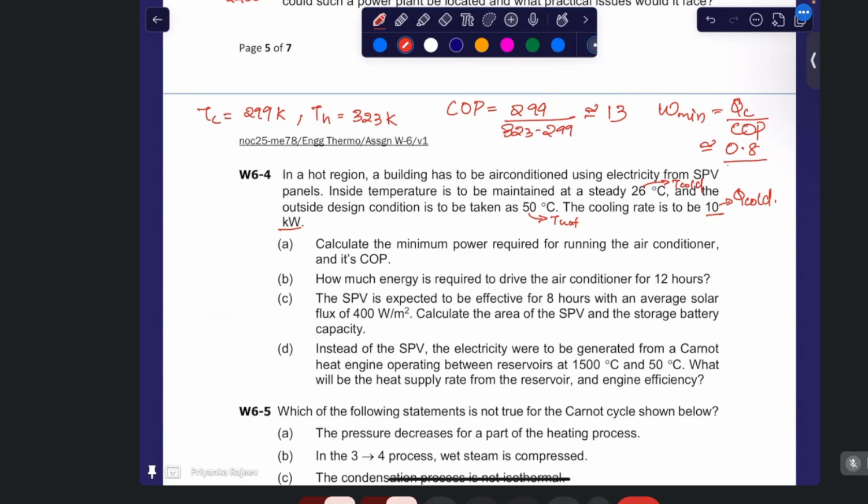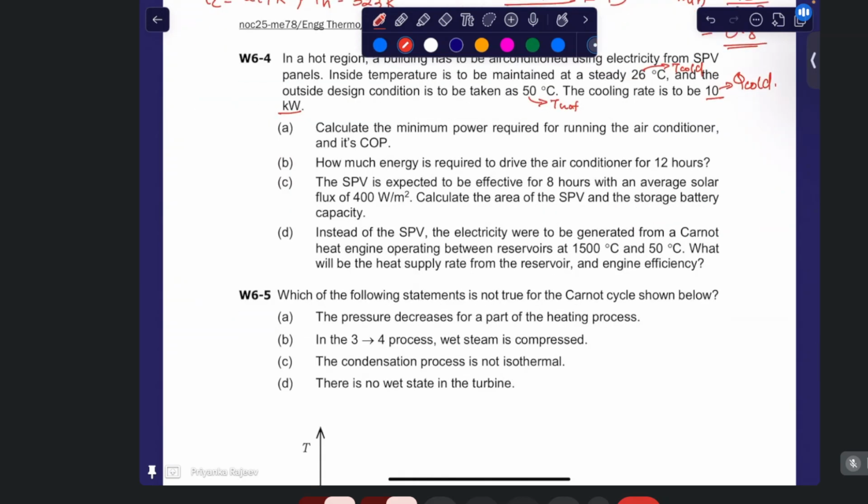Okay, now next question is energy in 12 hours they are asking. So 12 times 0.8 kilowatt, that we have to find. Then next is SPV.